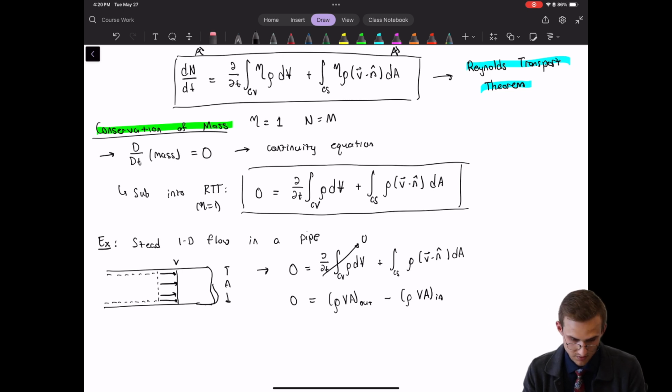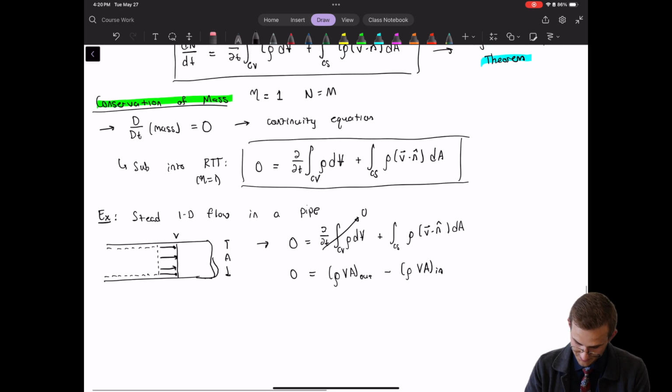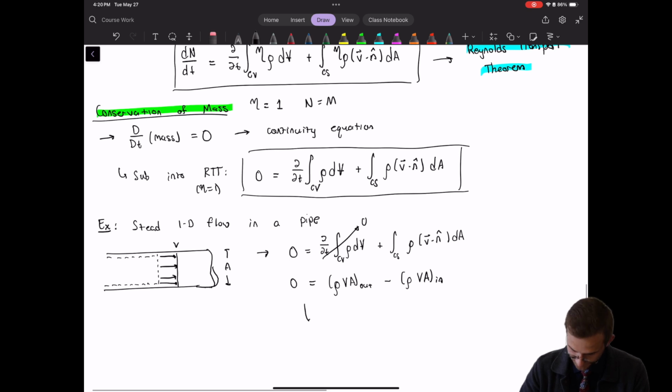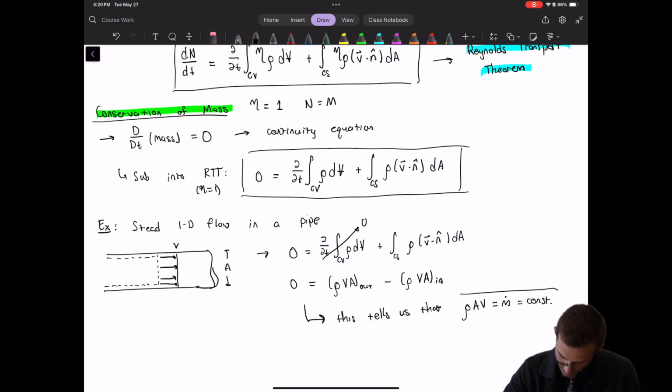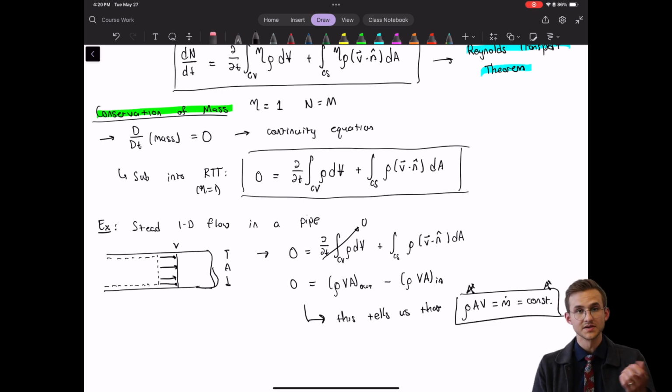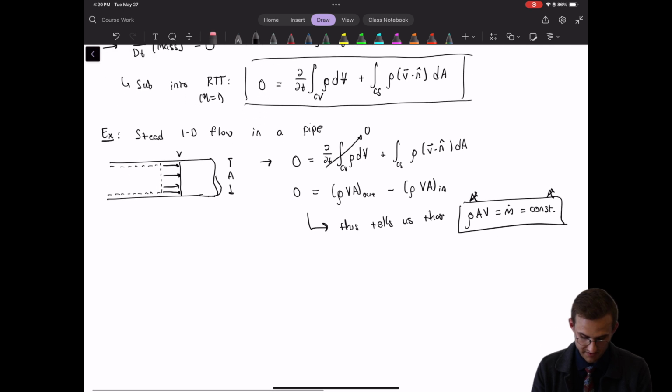and this becomes true regardless of the in and out surface here. Okay, this result is telling us that rho A V, otherwise known as the mass flow rate, as you might have seen in your fluid mechanics course, is constant. Okay, so for 1D steady flow, the mass flow rate is going to be constant. All right, and you will use that fact quite often in the class.